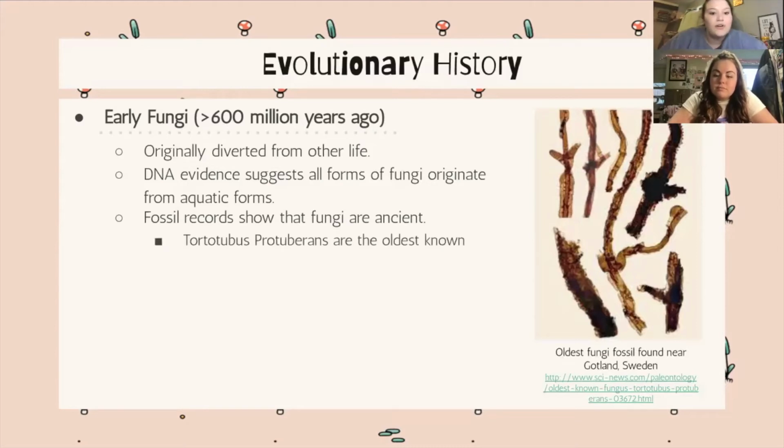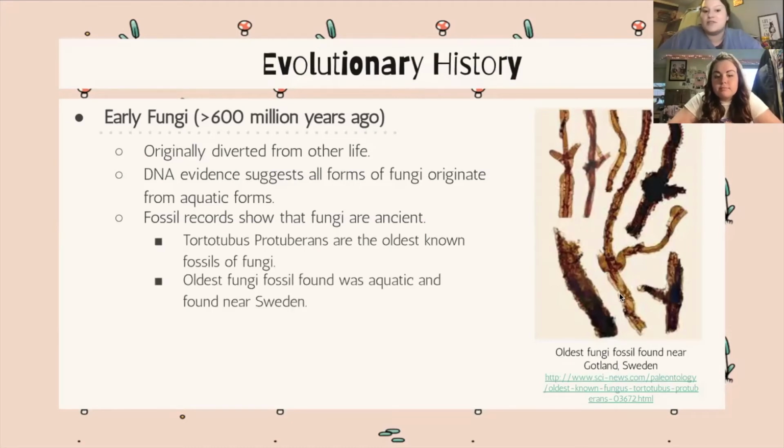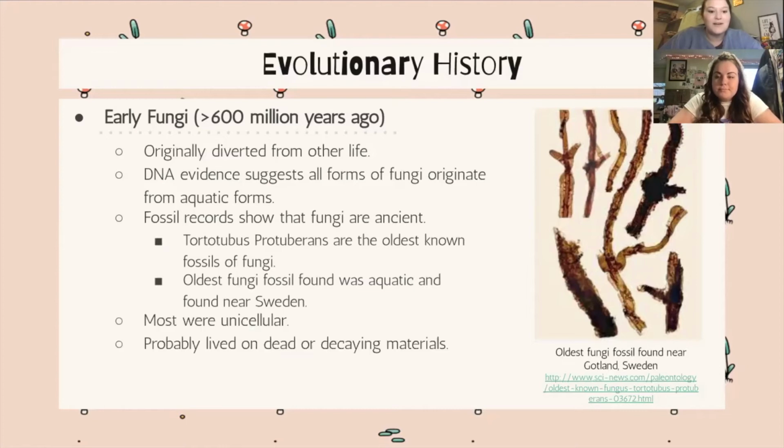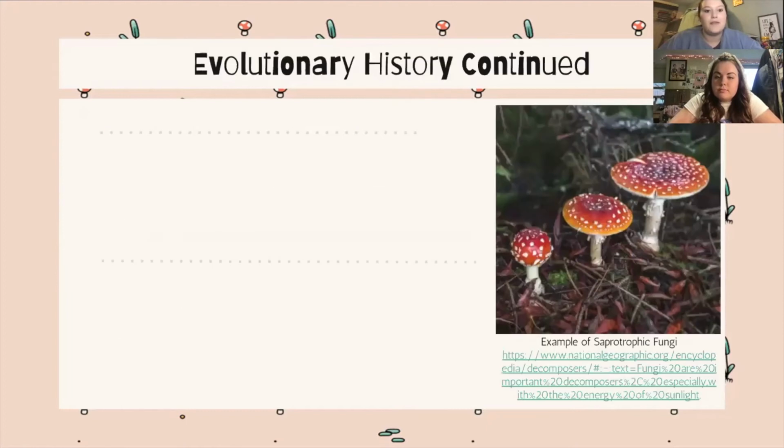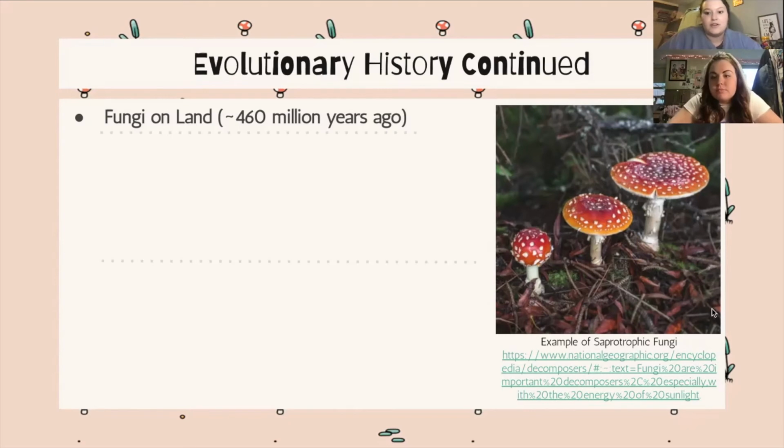Tortotubus protuberans are the oldest known fungi, which is what's in that picture over there. The oldest fossil found was aquatic and found near Sweden. Most were unicellular, and they probably lived on dead or decaying materials because, like I said earlier, they absorb their nutrients from what's around them. So, yeah. This is fungi on land about 460 million years ago. This is another example of that fungi that we talked about earlier, saprotrophic fungi.